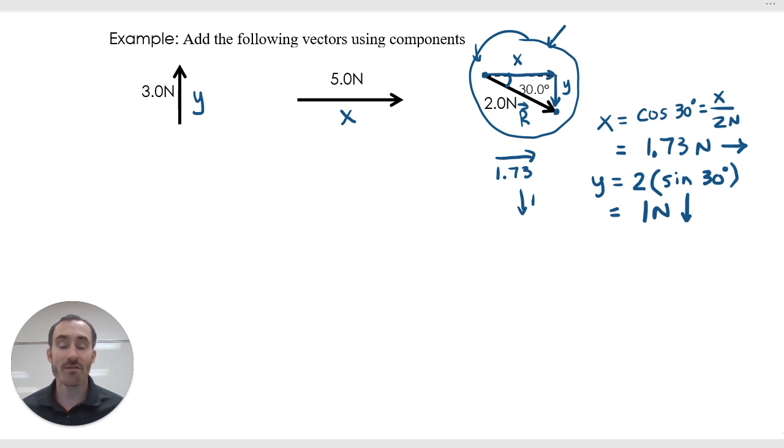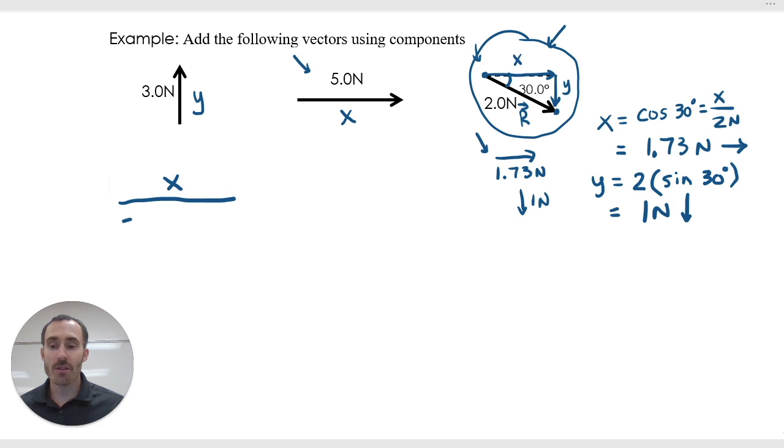We have a 1.73 in the east direction and a 1 in the south direction, and these are all newtons. Okay, so now we can look at all of the x values that we have. So the 5 newtons over here and the 1.73 over here, those are both x components. We can just add those up. They're both to the east, and so we've got 5 newtons east plus 1.73 newtons east, so we'll get 6.73 newtons east. Let's just make an x components heading over here.